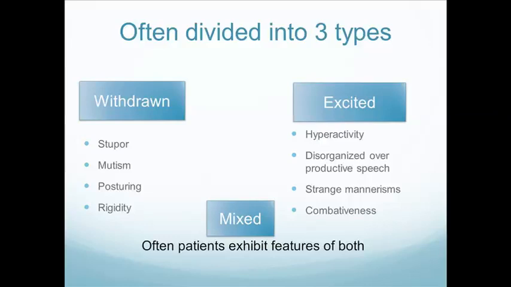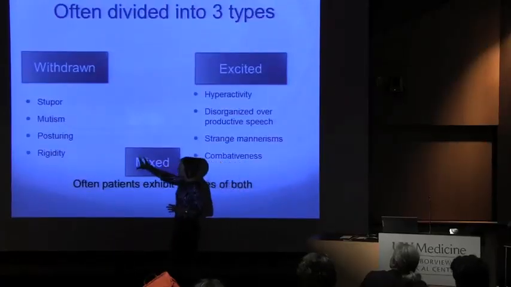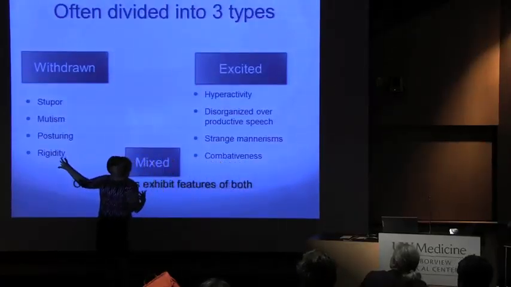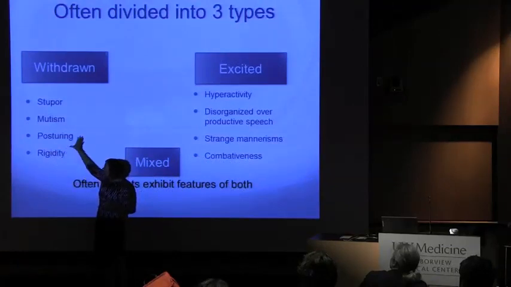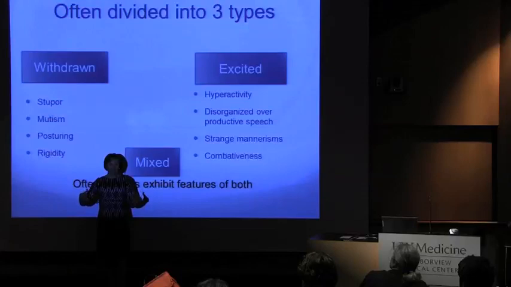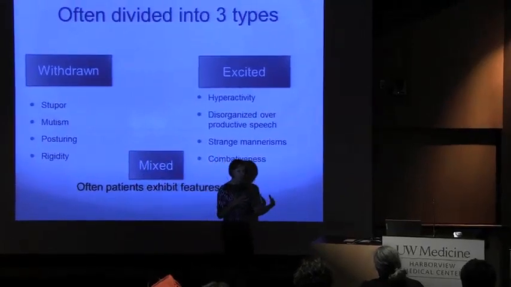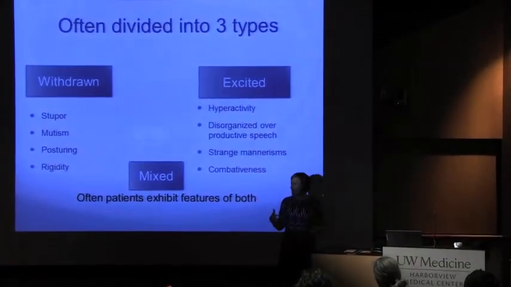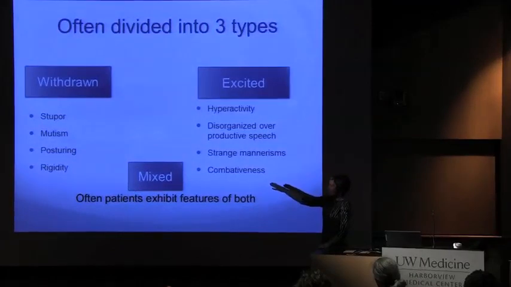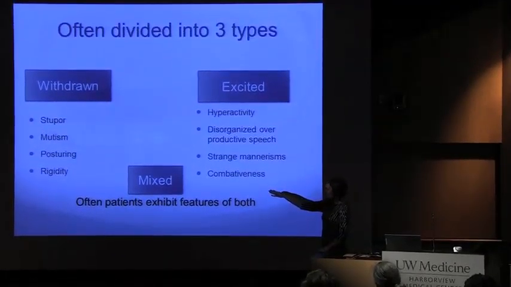So catatonia is divided into three types. This is the one that, when I asked what people associated with the psychomotor changes, people most often think of. These are the patients who are just stuck. You walk on the unit, and you can immediately tell that person appears catatonic. They're not talking, they're staring, sometimes they're posturing in an odd way. So that's what most people commonly associate with catatonia.